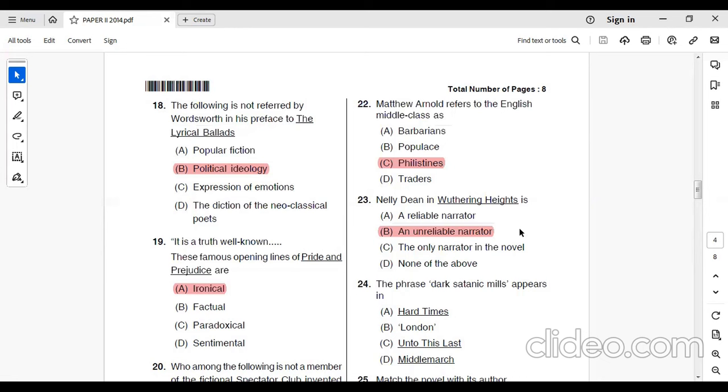Question number 23. Nelly Dean in Wuthering Heights is an unreliable narrator.